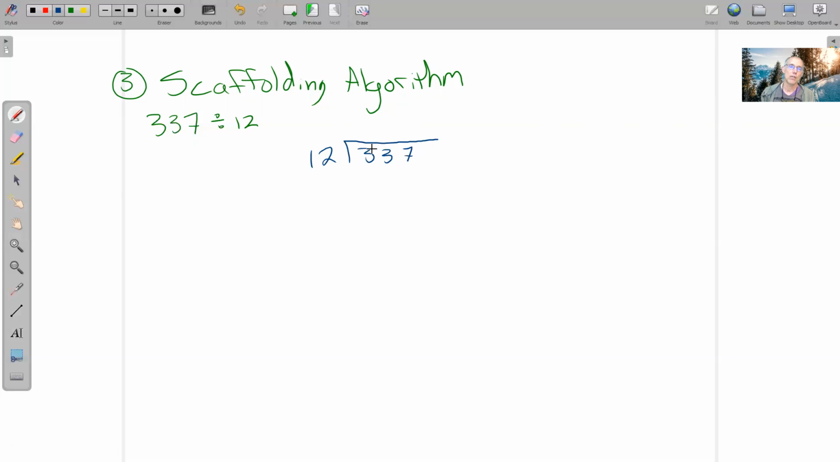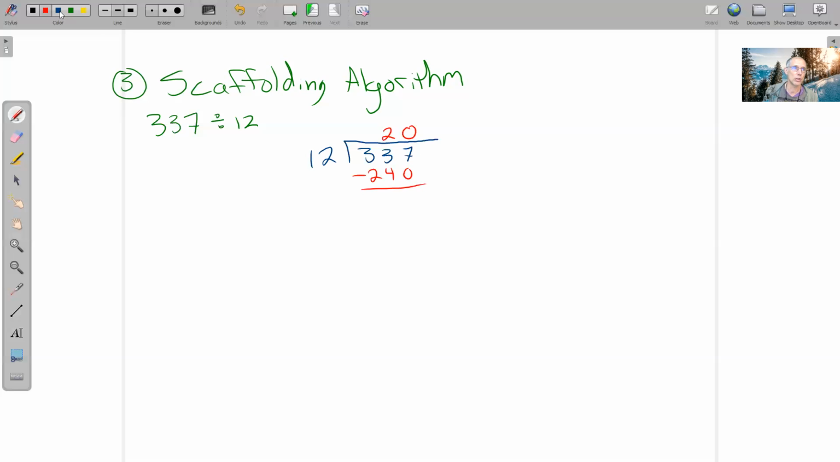So from 337, I could easily take a group of 10. I could take a group of 20. I can't take a group of 30 because that would be too big, right? 3 times 12 is 36. So 30 times 12 would be 360. So what I do is I just come here and say, okay, I can take 20 of these 12s out because 20 times 12 is 240. And we write all of these zeros in like that. And then we do our subtraction.